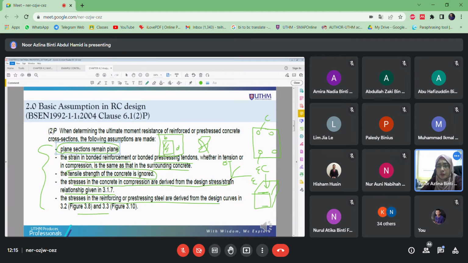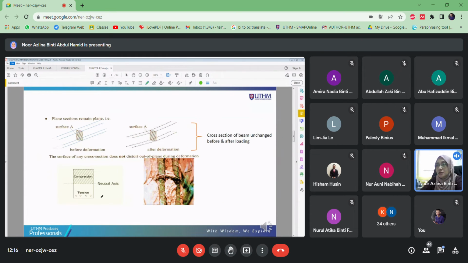Kalau concrete ada stress strain curve, same goes for the steel. Also, we refer dia punya stress strain curve. So from it, we will come out with the strain for the concrete, which is 0.0035, and also the strain for the steel, which is 0.00217.